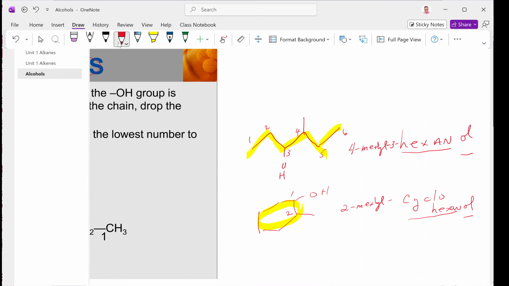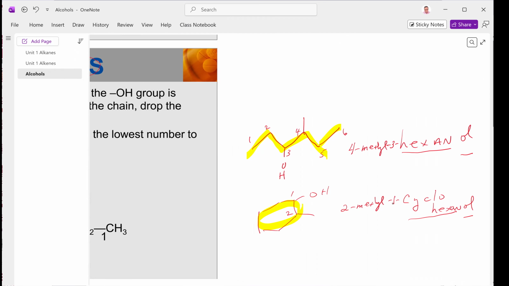Now, if you want to put a 1 here, just to be consistent, that's fine. It's not required though. So are there any questions about naming alcohols? Yeah. What if we had two hydroxides? You'd be like dicyclohexanol.